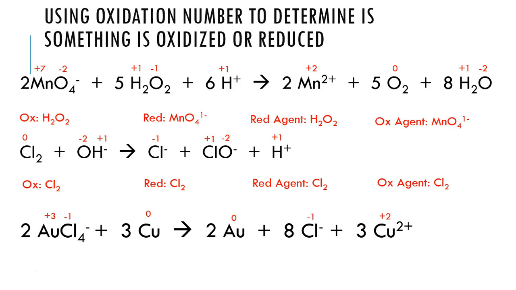So in the next example, when I put up all my oxidation states, I see that copper goes from an oxidation state of 0 to an oxidation state of +2. So we can say that copper was oxidized. And we see gold goes from a charge of +3 to a charge of 0, so it was reduced in the gold chloride coordination complex. So the reducing agent will then be copper because it was oxidized, and the oxidizing agent will be the gold chloride coordination complex because it was reduced.